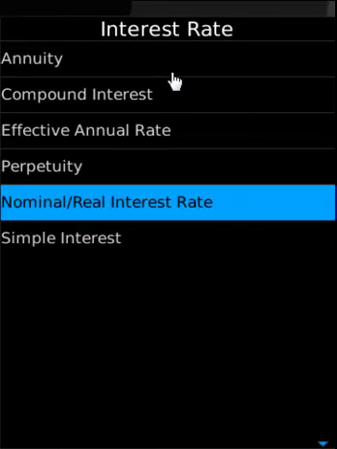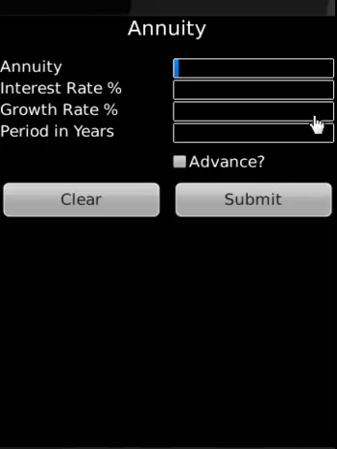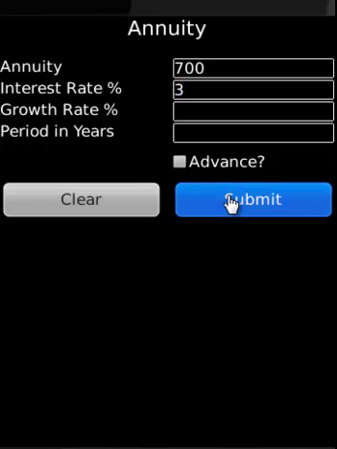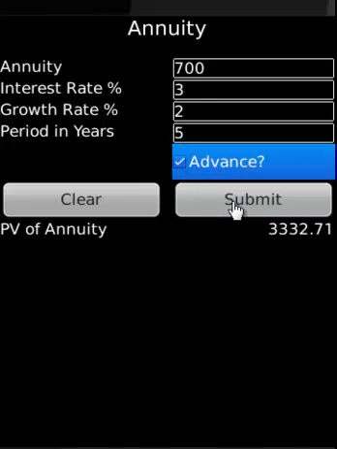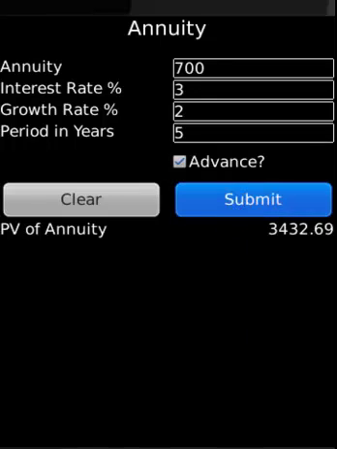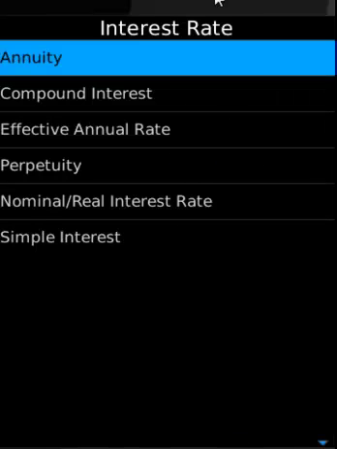The Interest Rate BlackBerry application calculates annuity, compound interest, effective annual rate (EAR), perpetuity, nominal and real interest rate, and simple interest rate. Annuity. The annuity paid is 700 and the interest rate is 3%, and the period is 5 years, so that's the value of the annuity. If it is a growing annuity, then that's what the value is.